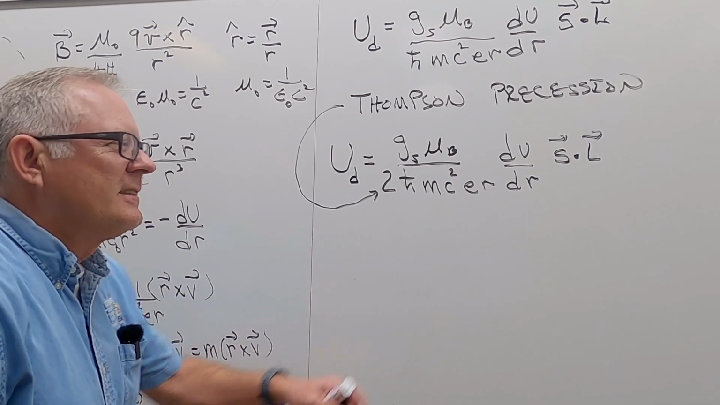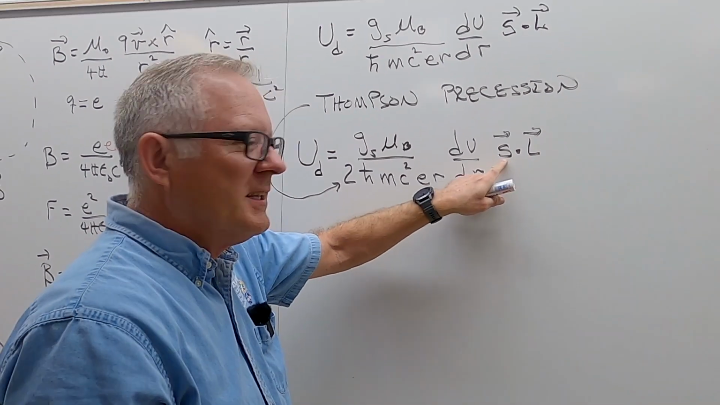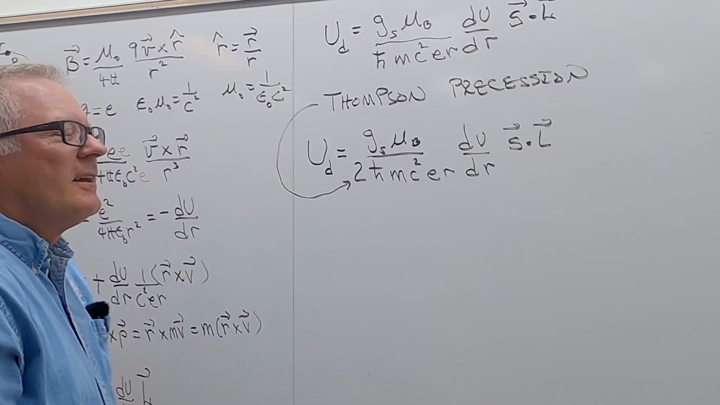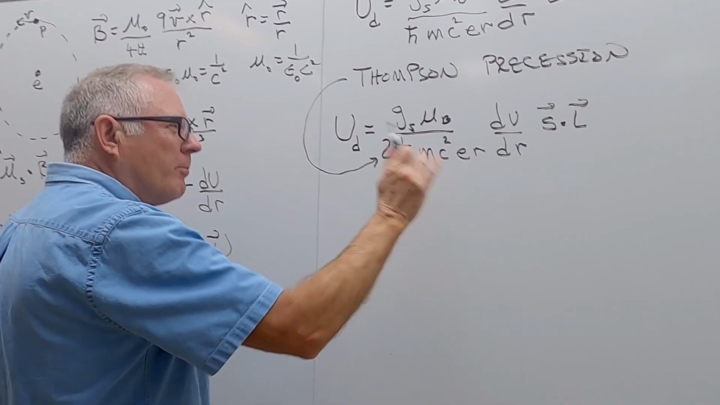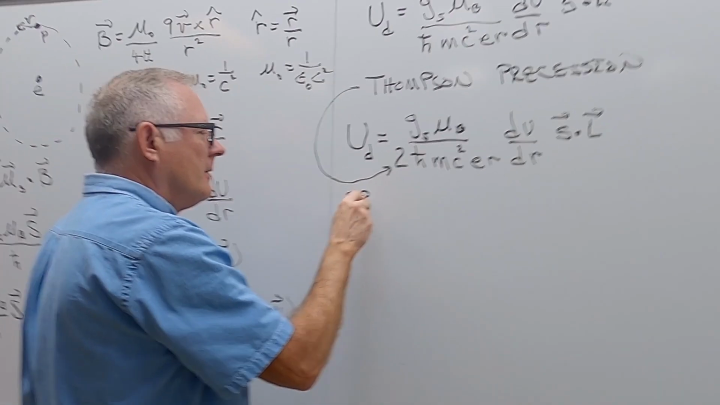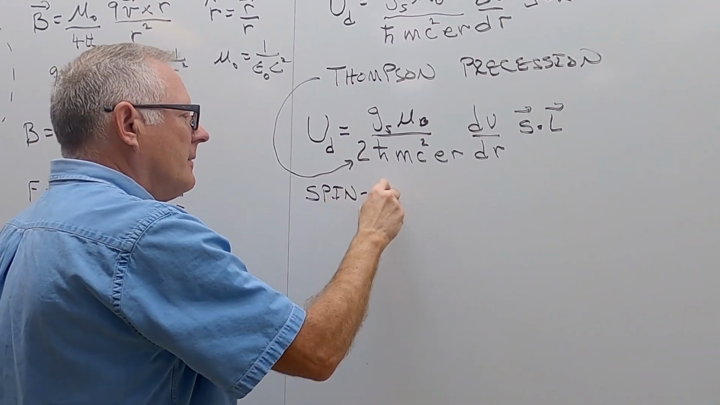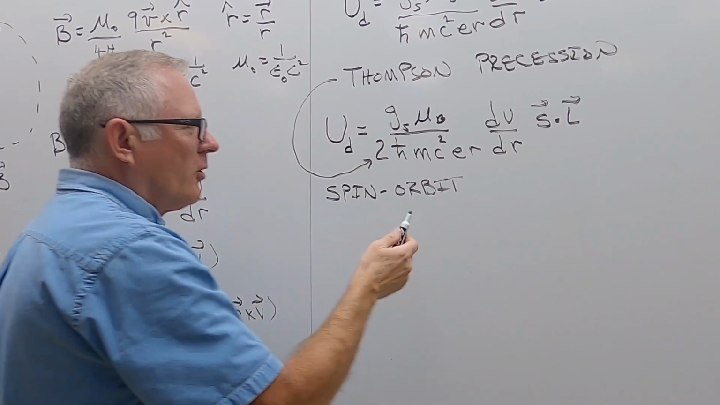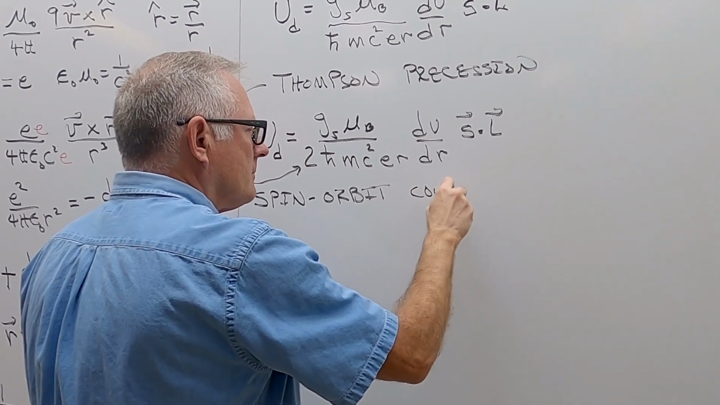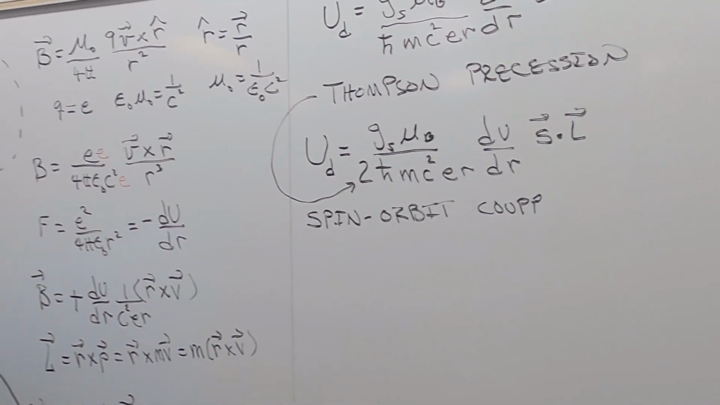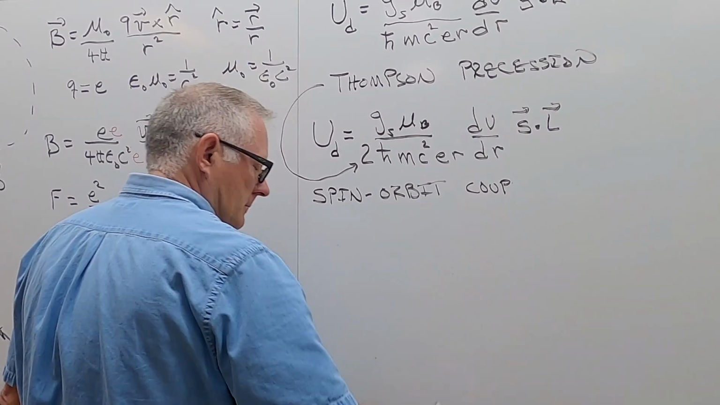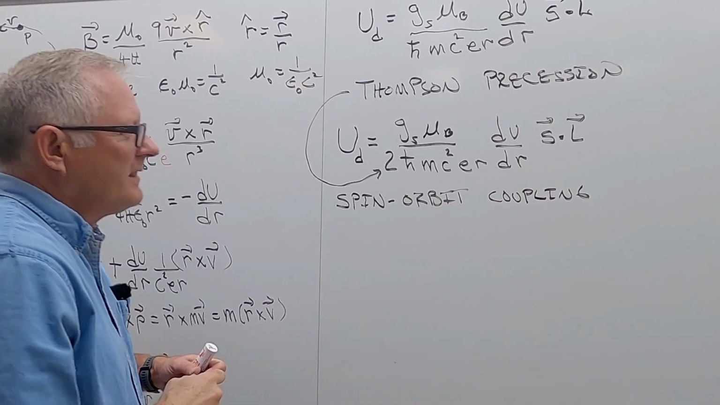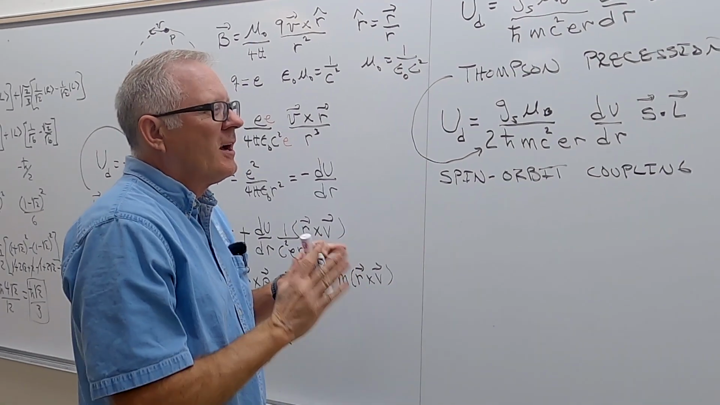Now, you can see this is the orbiting electron with its own spin, which is really what we're looking at. And we call that spin-orbit coupling. These two couple together. We call it spin-orbit coupling, because you're really looking at the two. Okay, so what that does is the two couple together.